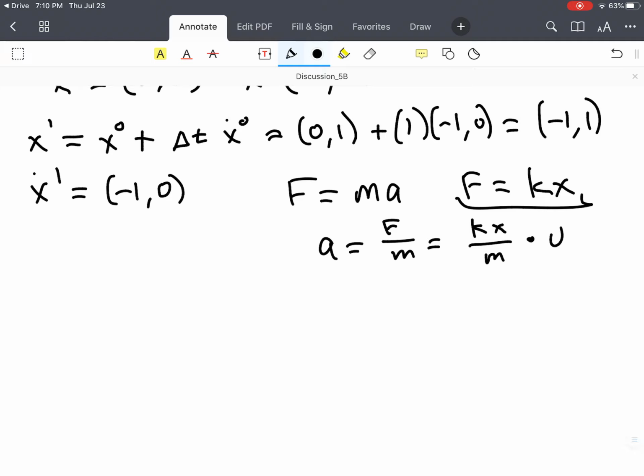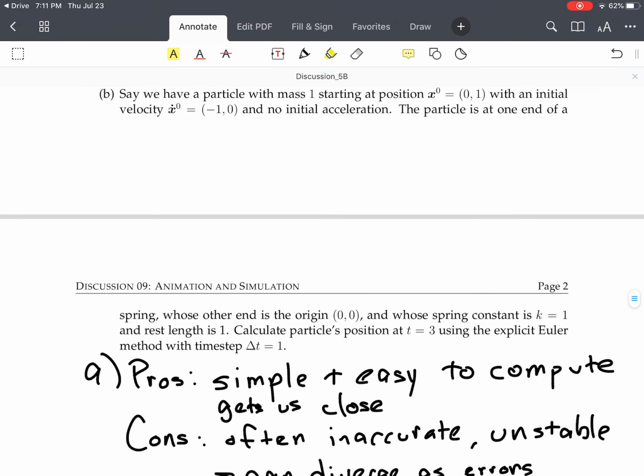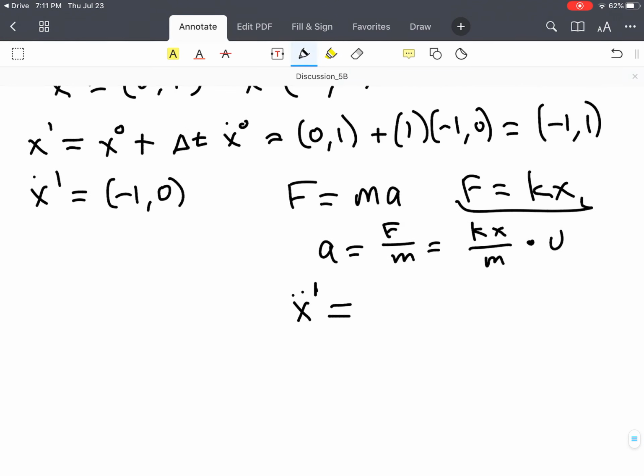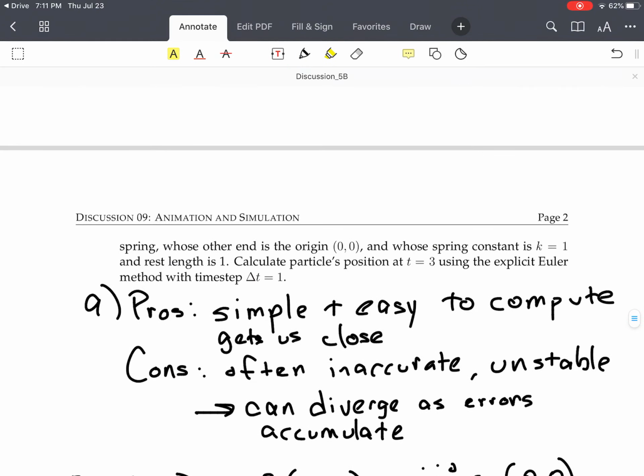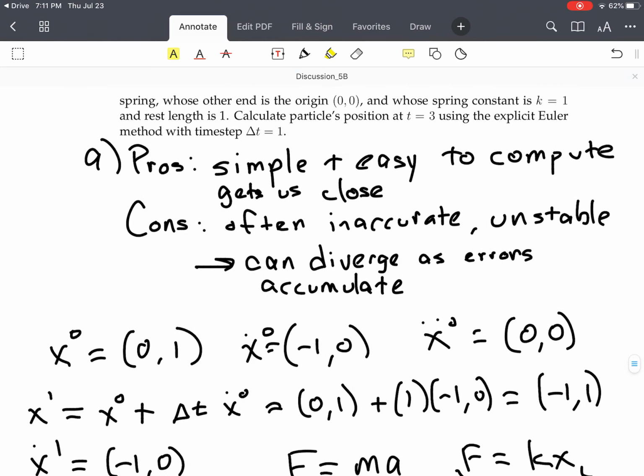So a, and I'm going to write this in our standard notation, x double prime at 1, is going to be equal to, okay, so let's do this. First of all, k, what is k? If we come up here, spring constant k is equal to 1, nice and easy. So that's 1 times, okay, now we want to find the displacement. We were told over here that the rest length is 1.